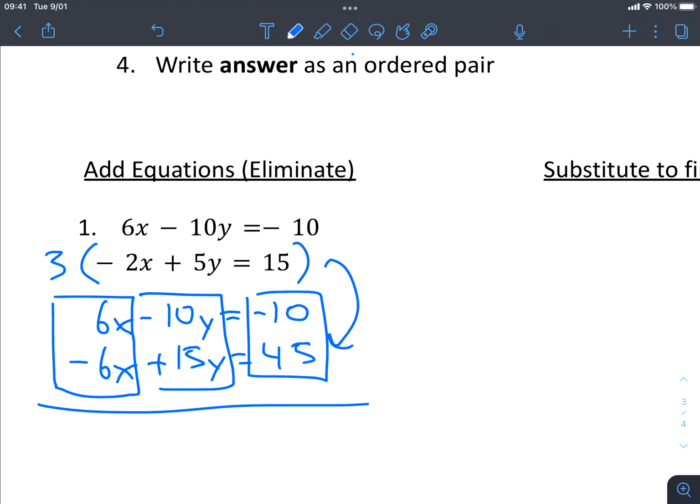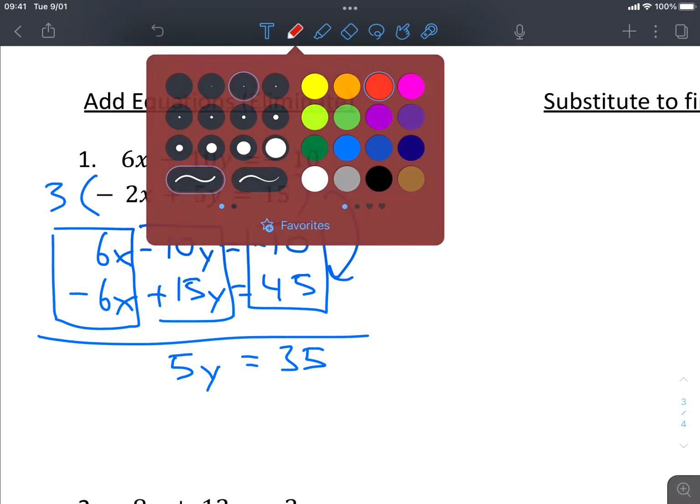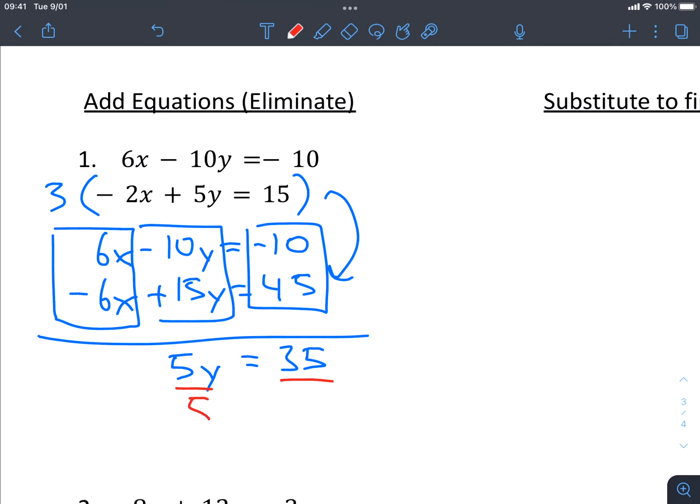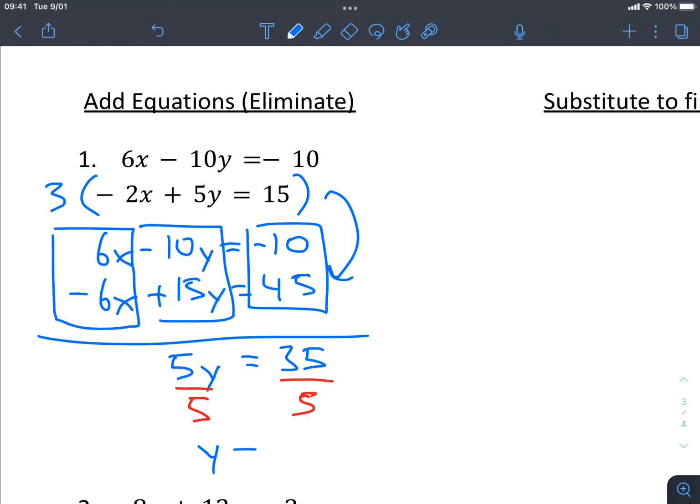So from here, we're going to do exactly what we did in part 1 and combine the terms and then solve for the variable that we are looking for. So since the x's cancel out, I leave them alone. They go away. And I have negative 10y and 15y. That gives me 5y. And negative 10 and 45 becomes positive 35. From here, I'm going to divide by 5, like before. And my y is equal to 7.